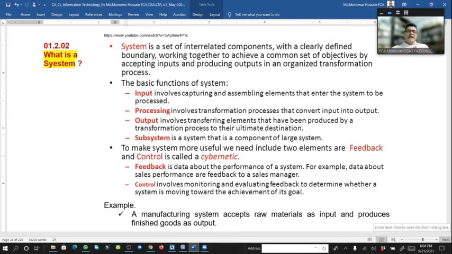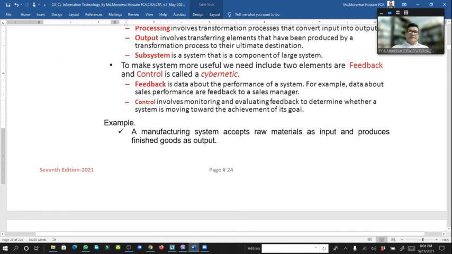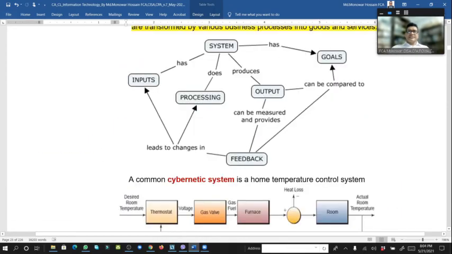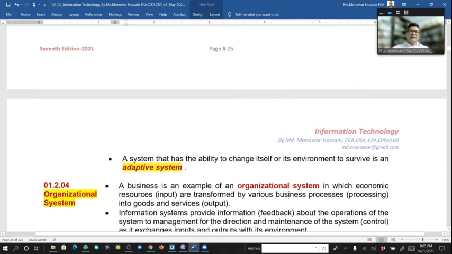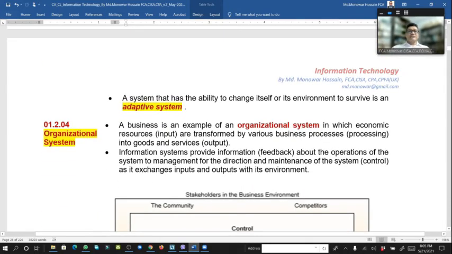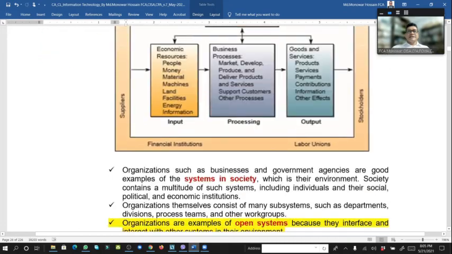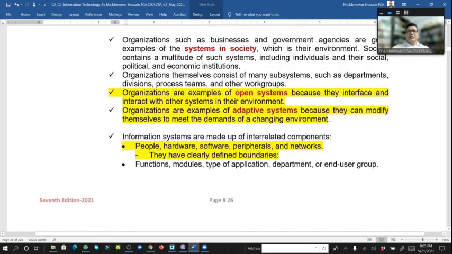feedback control. And there is also the subsystem, and subsystem is the system as a part of a larger system. And we have seen the process and also the system characteristics of different systems. Here the open system, some are closed system, some are subsystem, and we see the organizational system here, and the adaptive system.